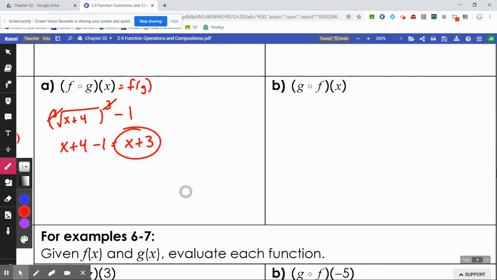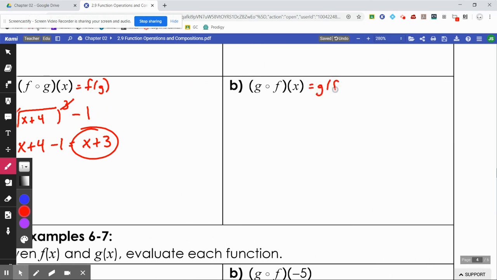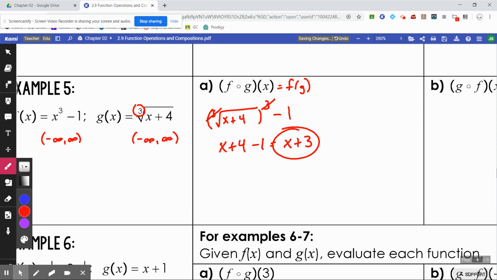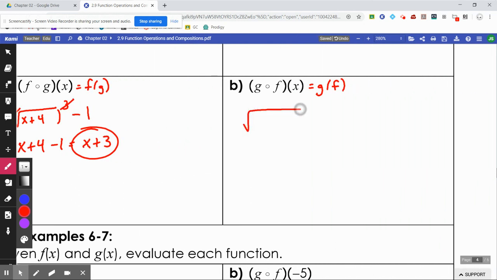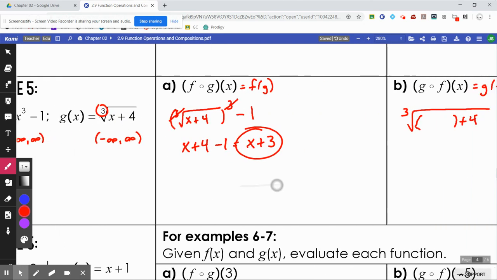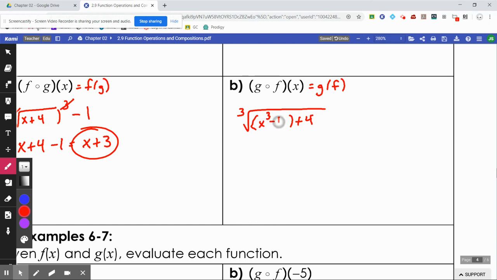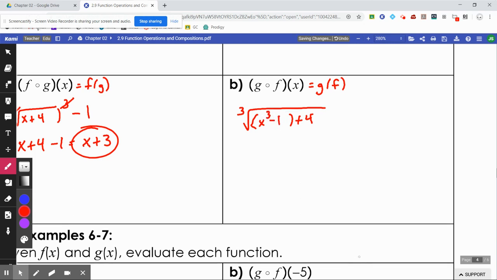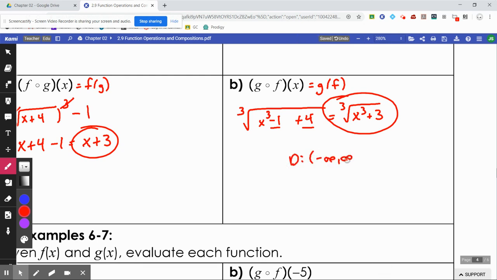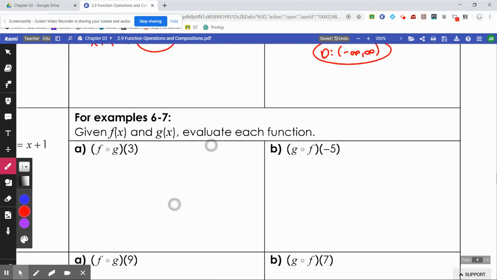Now g of f, let's try to find it now. So I'm going to take my g function, which is the cube root of x plus 4, and in the place of x, I'm going to plug in my f, which is x to the third minus 1. Ask yourself if the parentheses are necessary. They're not, so you can remove them. So that'd be the cube root of, combine your like terms, x to the third plus 3. Again, since both domains were infinite, the domain of this one would also be all real numbers.